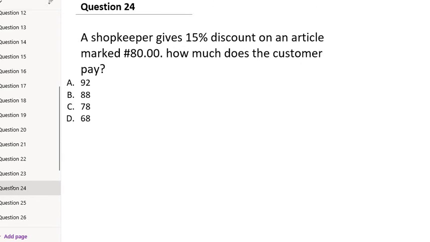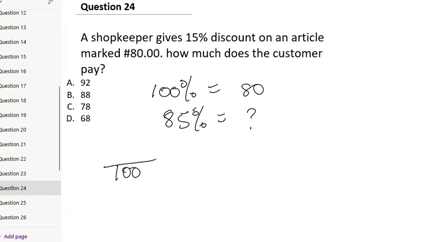Question 24. A shopkeeper gives 15% discount on an article marked 18 naira. The mark price, which is 100%, what they are supposed to sell it for, equals 18 naira. A discount of 15% was given, so the selling price, what the customer paid, will be less than 15%. He will pay 85%, because 15% less of 100% is 85%. That's what they want us to find. If 100% is 80, 85% will be less. If less, more under. So more is 100, it will be under.